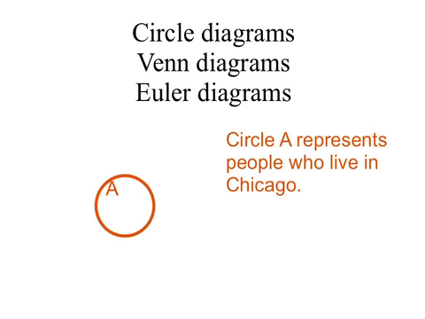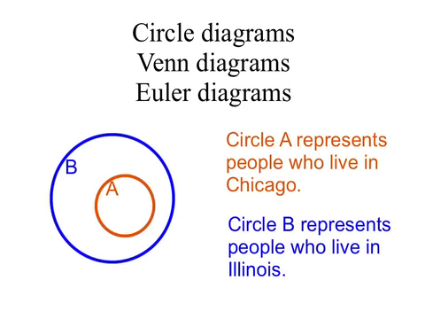So we start with a circle, and this circle represents people who live in Chicago. And the next circle represents people who live in Illinois. It's a bigger circle because Chicago is contained wholly within Illinois. And now we know that if you're mayor of Chicago, you're required to live in the city. So we know that the mayor of Chicago should be in Circle A. The mayor of Chicago lives in Chicago.